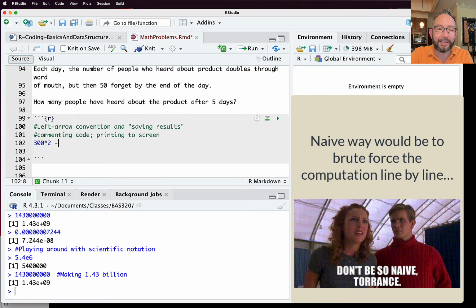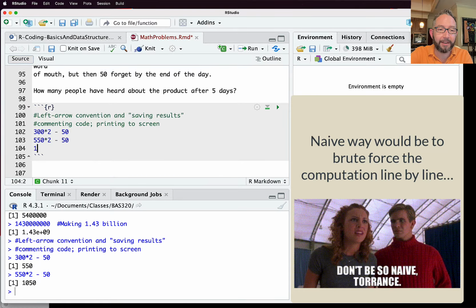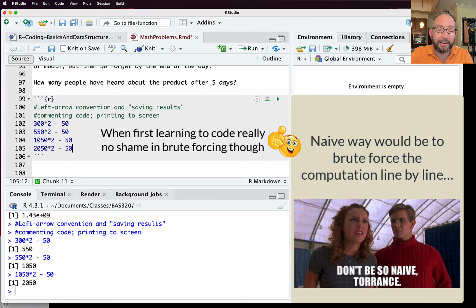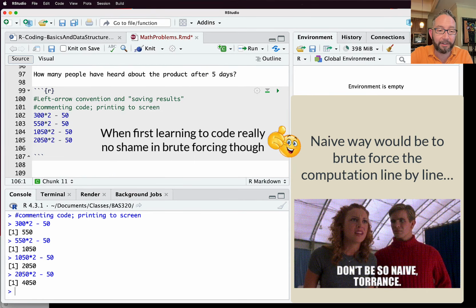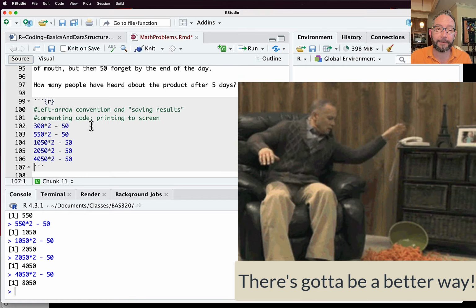We double it and then subtract 50 after that first day. We're at 550. Then we take 550, multiply by 2, doubling it for the next day. Then 50 people forget, 1050. And we could continue to do this for quite a few days. And we could get to that computation just fine. And, if we're comfortable doing this, writing out a lot of code to get there, there's no shame in that. But let's try to do this a bit more efficiently.